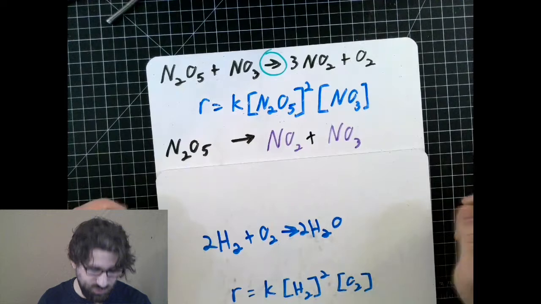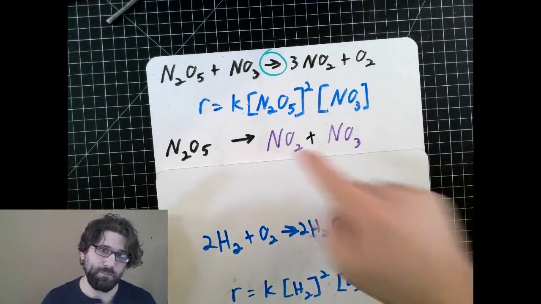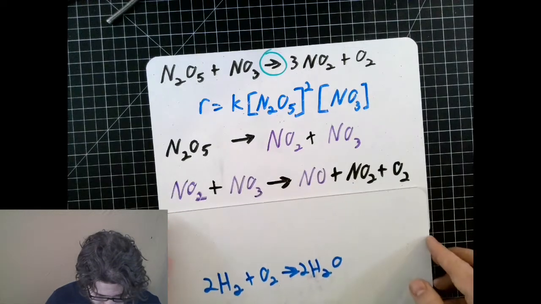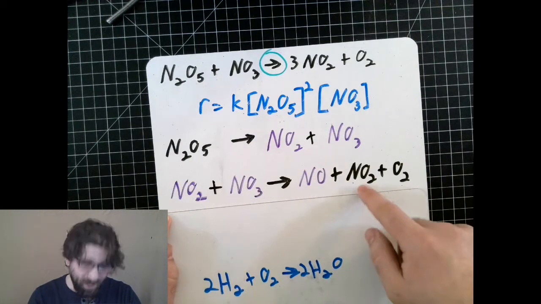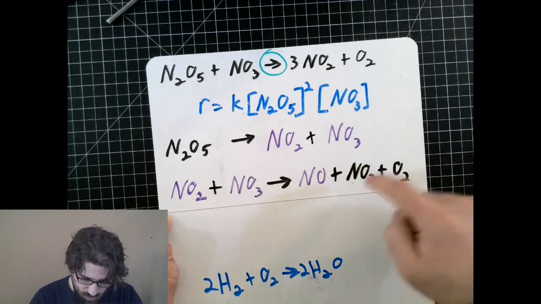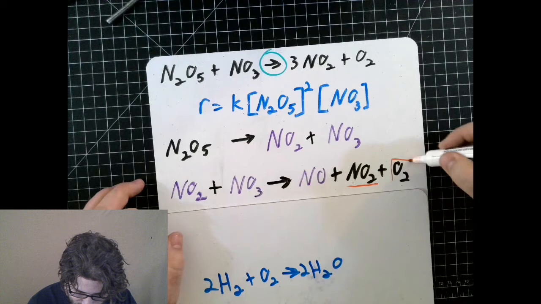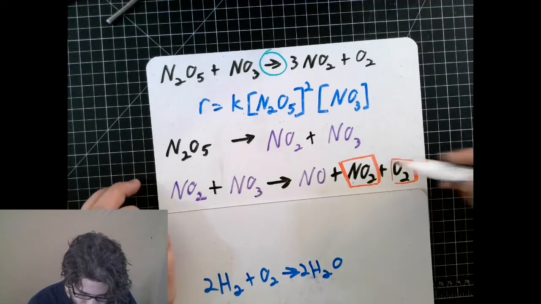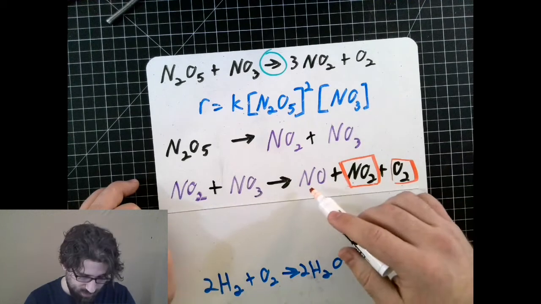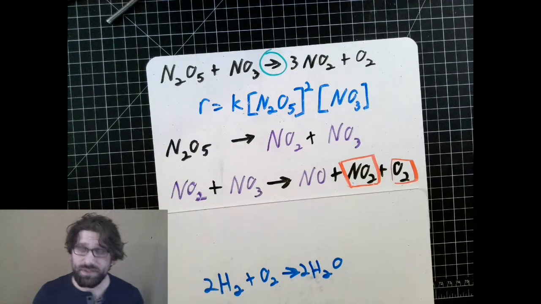Without involving the nitrogen trioxide, the N2O5 will dissociate into NO2 and NO3. These two, not this NO3, but this NO3, will react again with each other to produce nitrogen monoxide, nitrogen dioxide, and oxygen gas. Just from this part of the reaction, we get one of our 3 nitrogen dioxides and our oxygen gas. So this is the first 2 products that we get, but we still have this nitrogen monoxide that we don't see at the end, and this initial product of nitrogen trioxide that we haven't used yet.